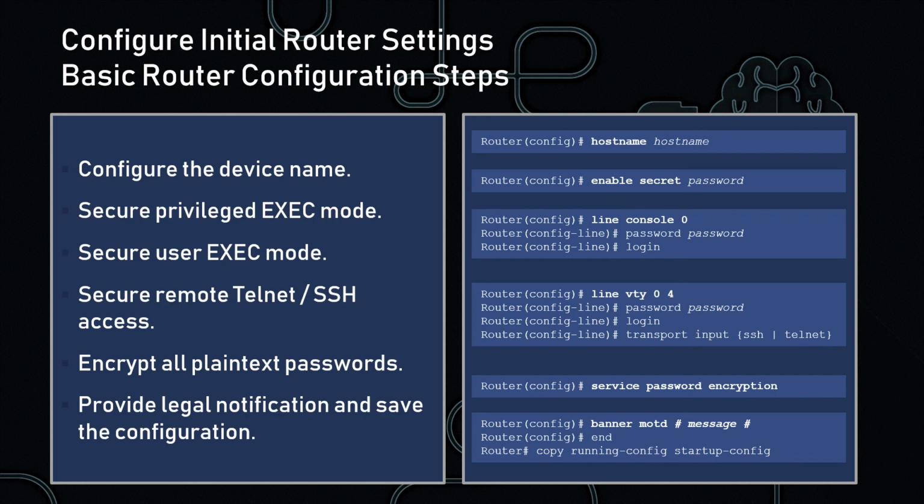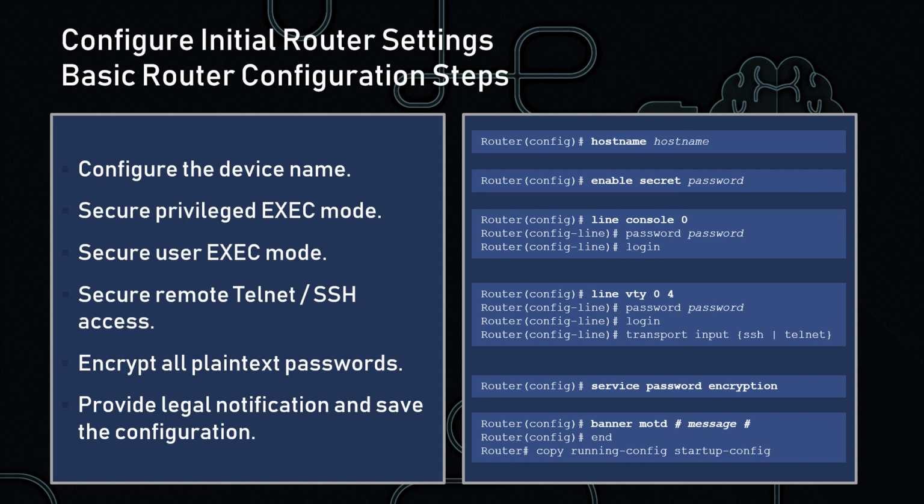For the VTY lines, you don't have to do 0 through 4 and then 5 through 15. You can just do 0 through 15. Again, you want to make sure that you specify login. If you create a local user, you're going to need to use login local instead of just login. And you're also going to want to set your transport input type. Do you want to use SSH or Telnet? Unless you have a very pressing reason to do so, I always recommend SSH.